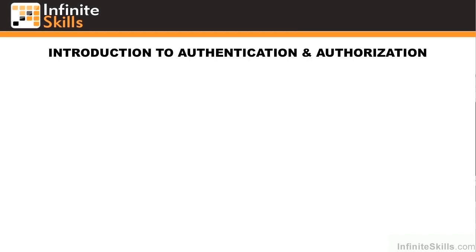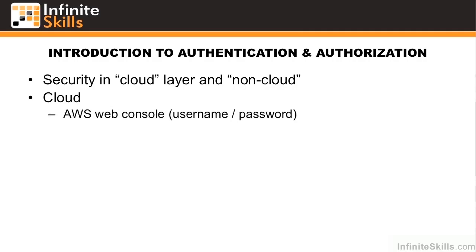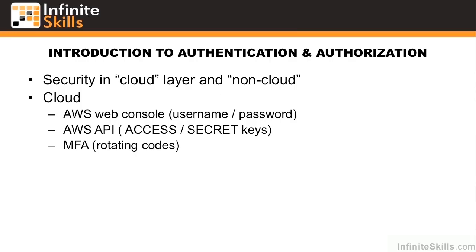In this lesson, we're going to take a high-level overview of the things you need to consider around authentication and authorization inside of AWS. First thing to realize is that you're now dealing with cloud layer security and non-cloud layer security. The cloud layer security involves access to the AWS Web Console, which is going to have a username and password, individual API calls, which are going to require access and secret keys, and you can control access to any of these with MFA or multi-factor authentication, which we'll talk about in a bit.